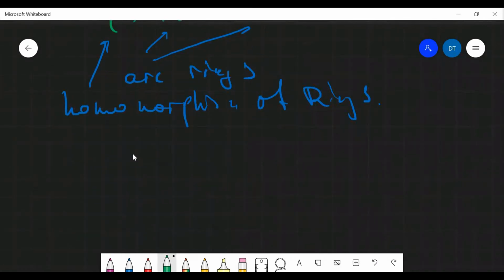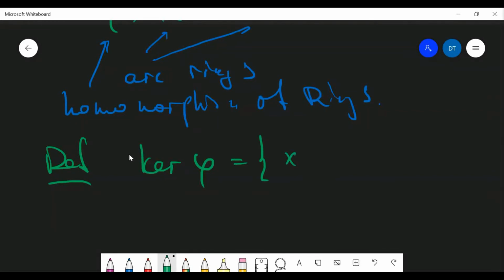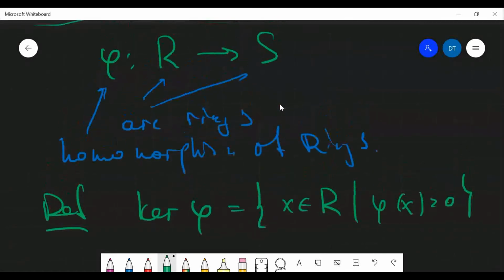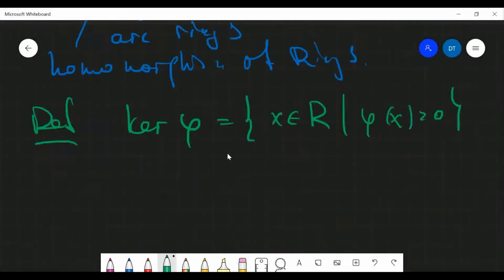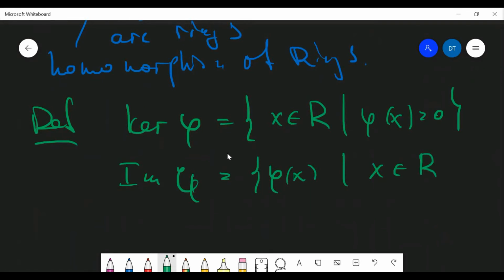Then I want to define two subsets. The kernel of a homomorphism. The kernel of the homomorphism is the set of elements of the left ring, I mean, of the source, going to 0. And the image is just the set-theoretic image: the set of elements of this form φ(x) where x belongs to R. So these are called the kernel and the image of the homomorphism φ.